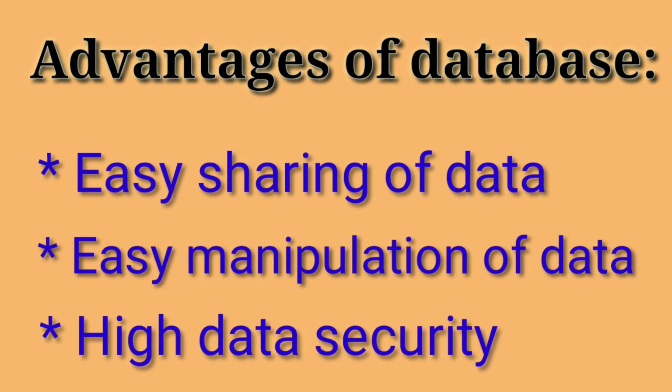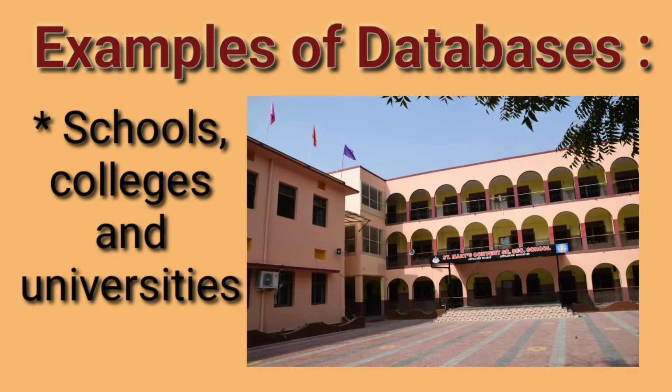Now, after knowing the advantages of a database, let's understand some examples of databases in our everyday life. The first example is of schools and colleges. In schools, colleges and universities, we have to store a lot of information about the students, that is their personal, educational, fee information, etc. So all this information is stored in various tables. So it is an example of a database.